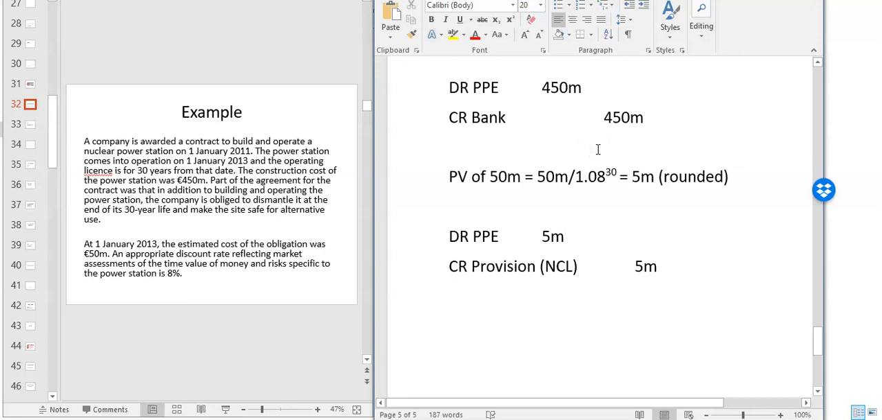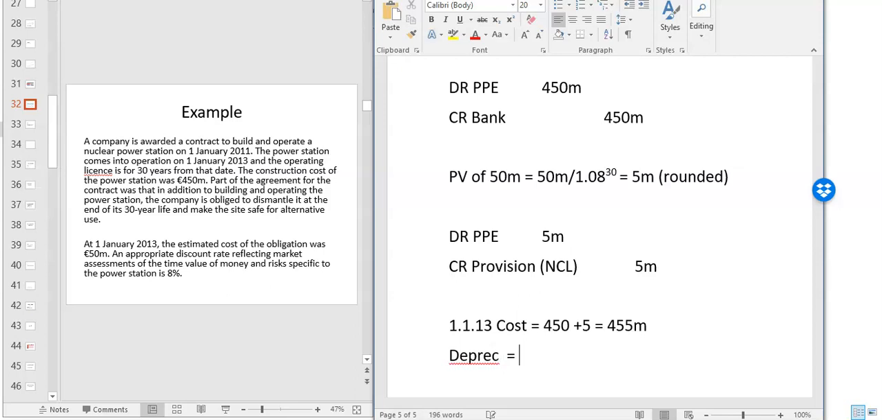You get the present value of it. It's still going to happen in the future, but under IAS 37, when the time value of money is material, you have to account for it. That means you take your present value. So be careful now and understand it. On the 1st of 1st 13, the cost now equals 450 plus 5, 455 million.